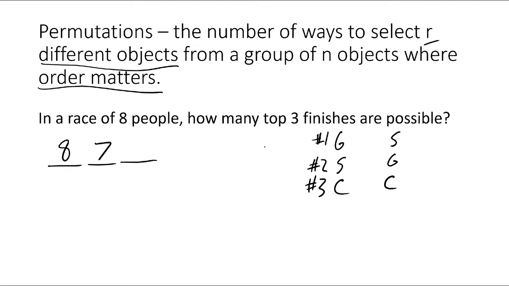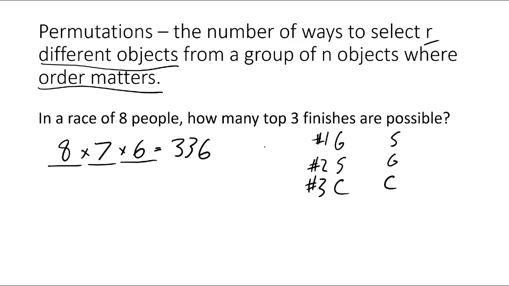Once the first 2 finishers cross the finish line, there are 6 people left who could get third place. And then that's it. We only care about the top 3 finishes. So we have 8 times 7 times 6 by the multiplication principle. And that gives us 336 different outcomes for the top 3 finishes.